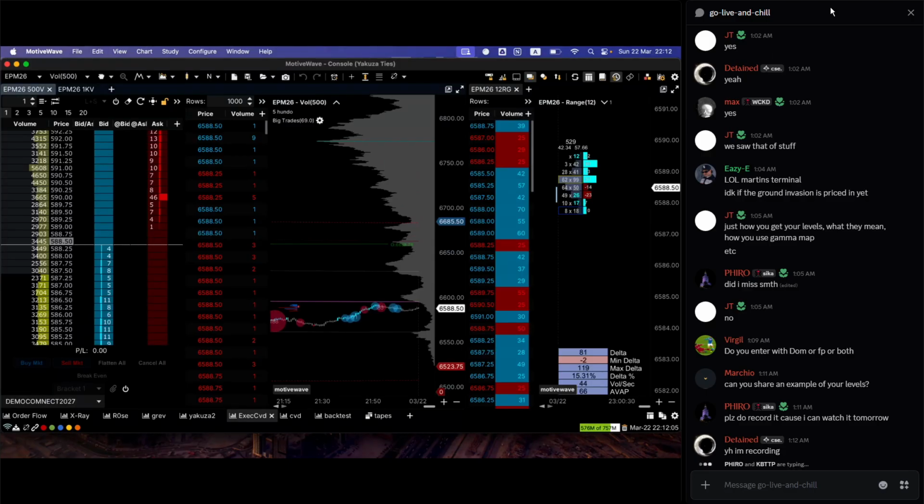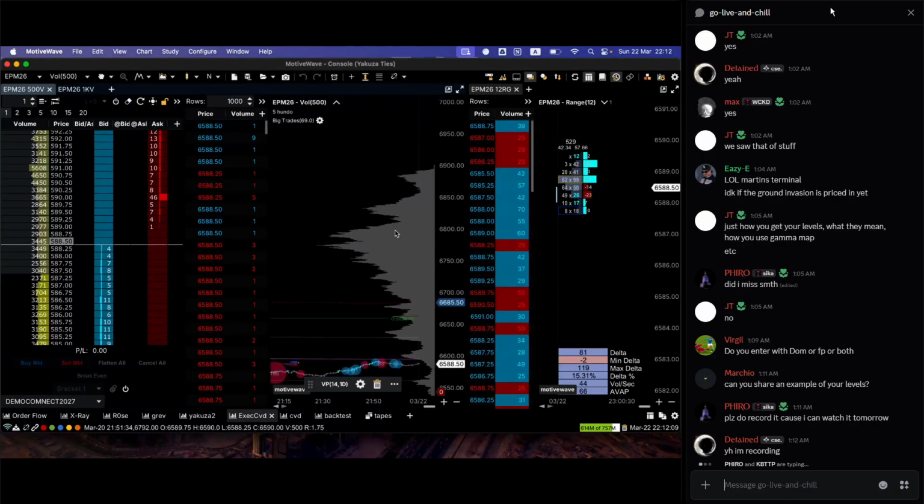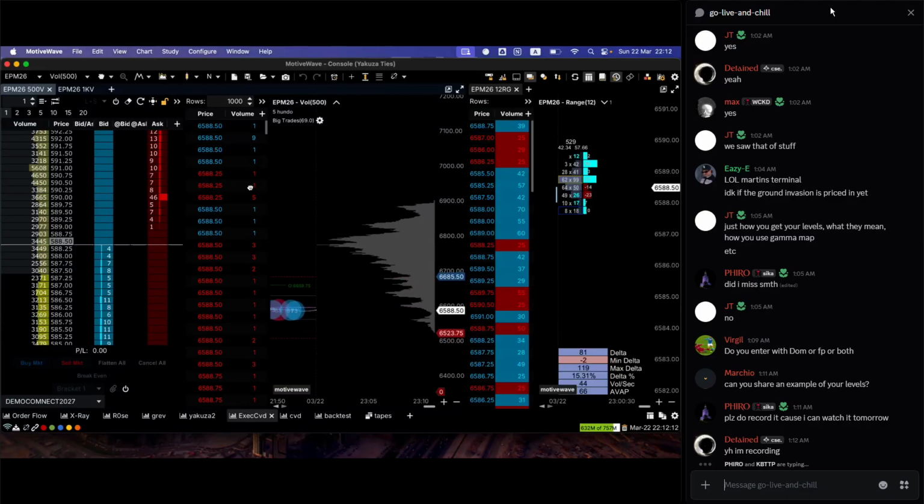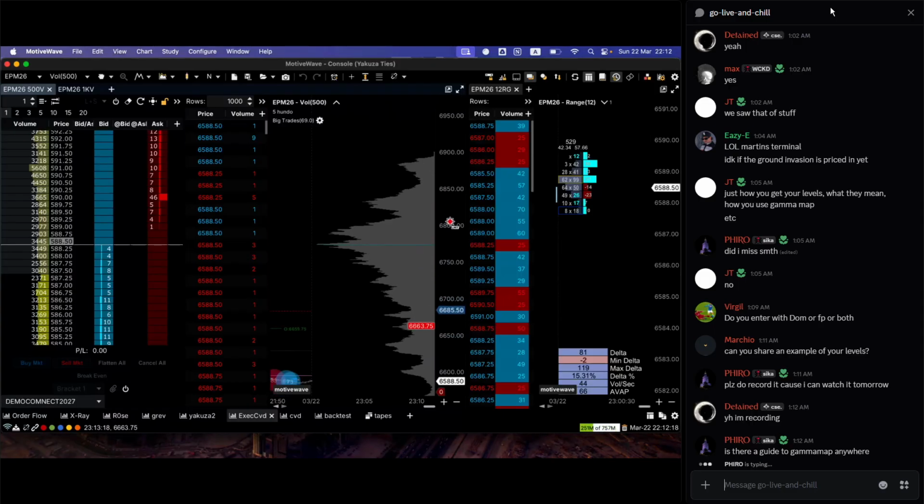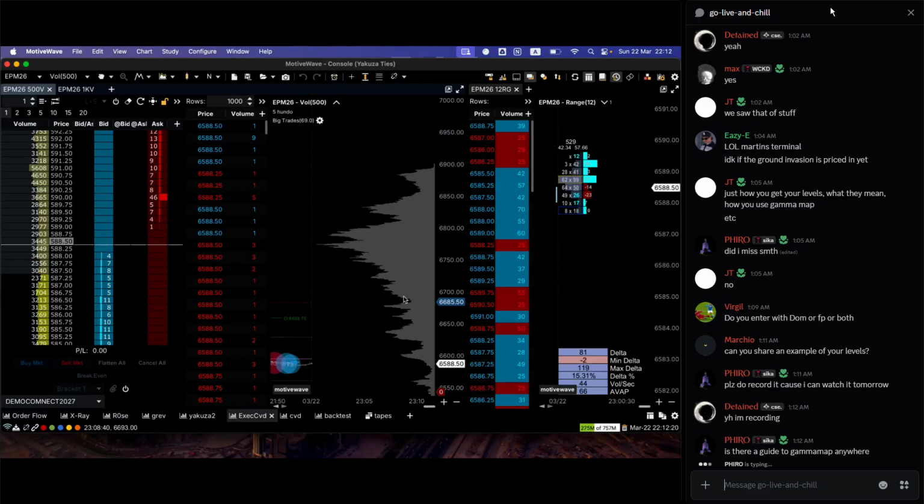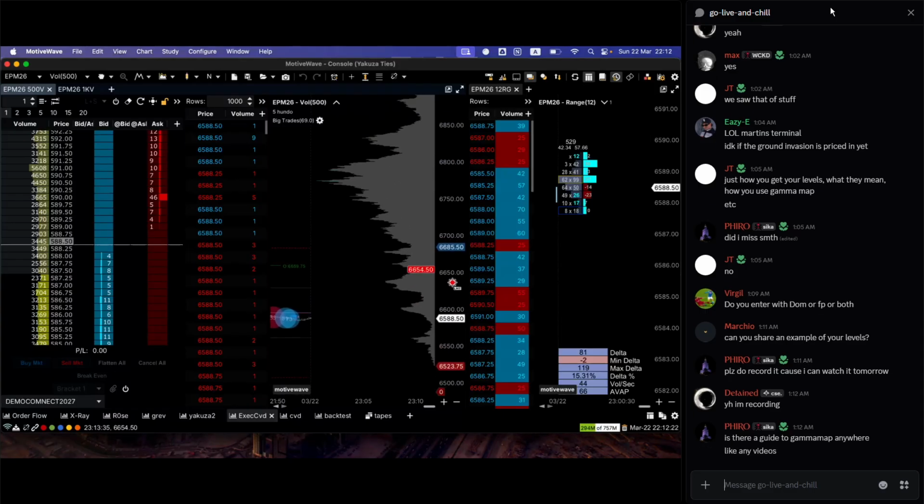Can you share an example of your levels? Yeah, I'll share one right now. Look here, for example. You see this? This is the bi-weekly volume profile. This is what we did for the last two weeks. It's kind of ugly.